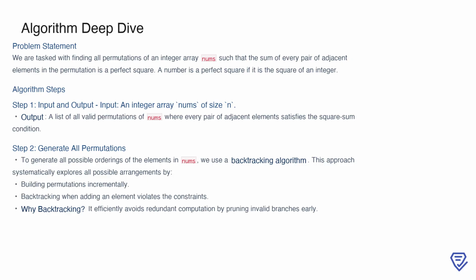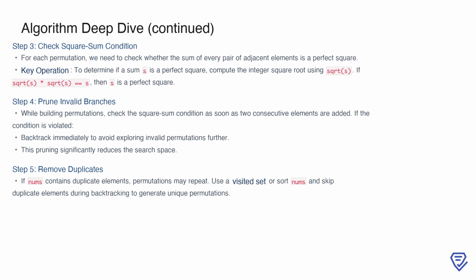To generate these permutations, we employ a backtracking algorithm. This technique helps us explore all the possible arrangements of the numbers by building permutations step by step and undoing choices whenever they lead to invalid results. Backtracking is particularly suitable here because it avoids redundant computations by pruning branches of the search space that cannot yield valid solutions. Once we start generating permutations, we need to ensure that each candidate permutation satisfies the square-sum condition.